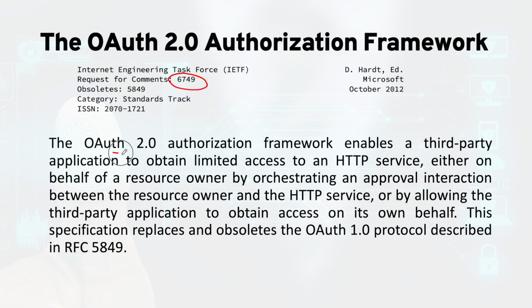It says that OAuth 2.0 is an authorization framework that enables a third party application to obtain limited access to an HTTP service, meaning RESTful APIs, either on behalf of a resource owner or by allowing the third party application to obtain access on its own behalf. Basically this is a definition which is good if you know all the terminologies used in OAuth 2.0. So we will revisit this definition a little later, but for now let's see the basics.